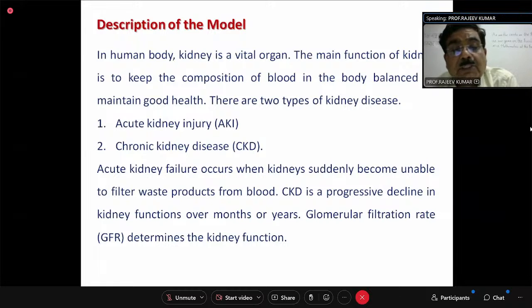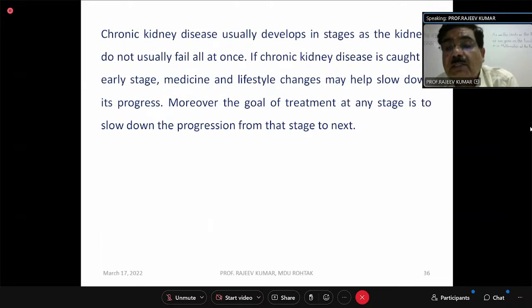How much the kidney functions is computed through the glomerular filtration rate, which is a medical, technical term. The doctors who are here can understand what GFR is. I'm not going into the depth of GFR. Anyway, GFR is a measure which shows how much the kidney is working. Chronic kidney disease usually develops in stages. If we are talking about CKD, it happens in a slow manner, and we can have different stages for the kidney in that situation.